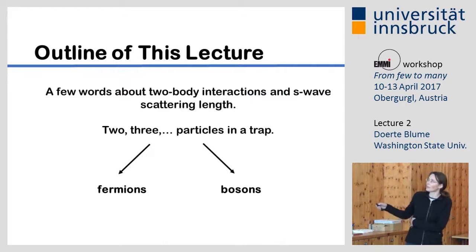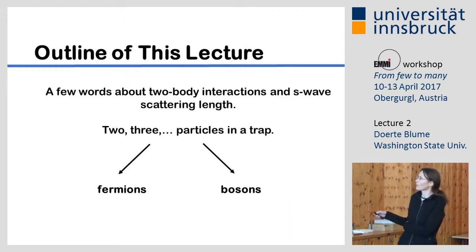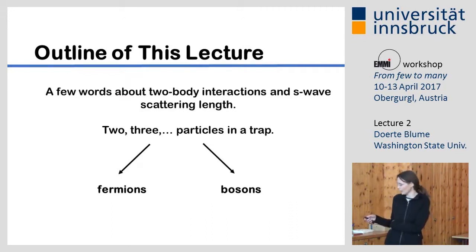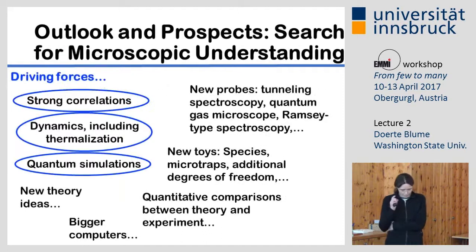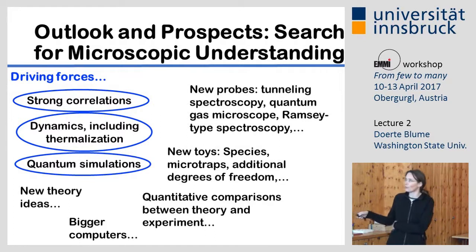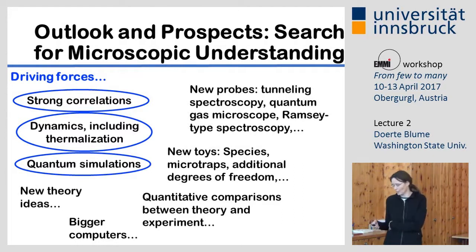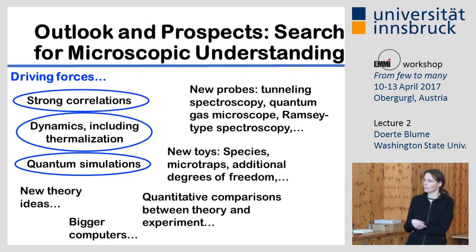So, coming back to the outline of this lecture, I told you a little bit about two-body interactions and the S-wave scattering lengths. I talked about two, three, and more particles in a trap. I focused on fermions and on bosons. And the last point I want to make is that in all of the ongoing efforts, some really strong driving points are understanding strong correlations, understanding dynamics, including thermalization, and thinking about how cold atoms can be used for quantum simulations.